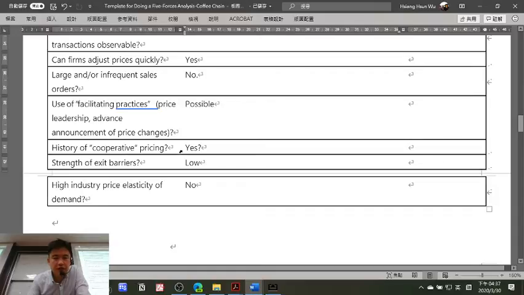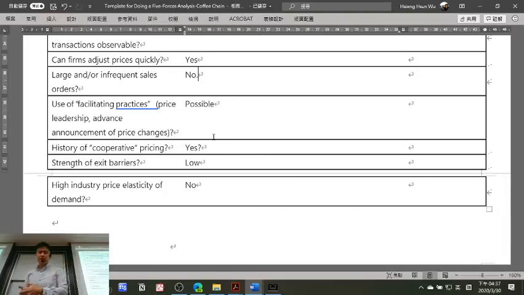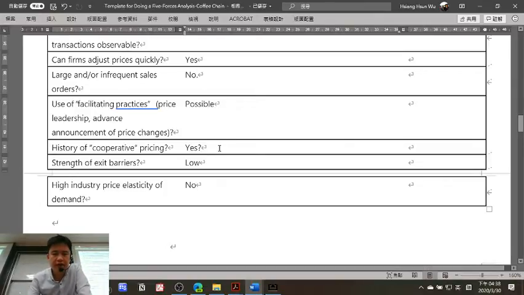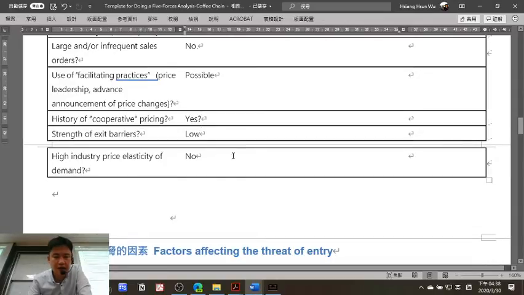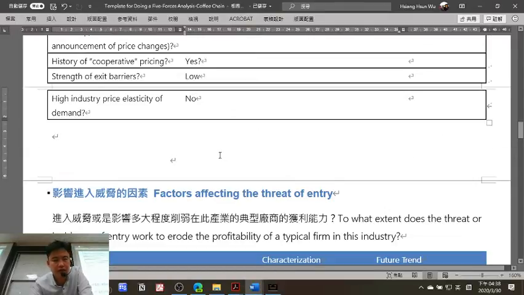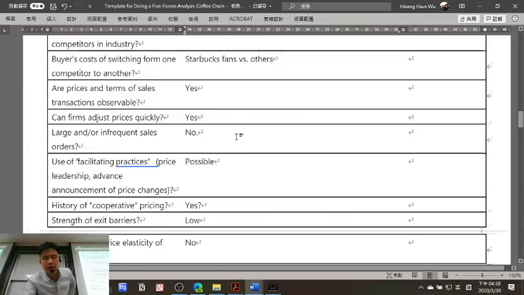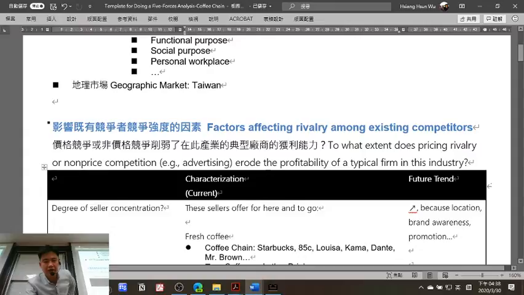History of cooperative pricing means that in the past, did they have some facilitating practice to control the price? I remember, yes, they had an association to set a price. The strength of the exit barriers is not very high, and the industry price elasticity of demand is not very high. Okay, so overall, after you check all this, you want to know whether the competition among these players is strong or weak. After evaluating all these things, what do you think? Do you think the competition here is very strong or pretty weak?